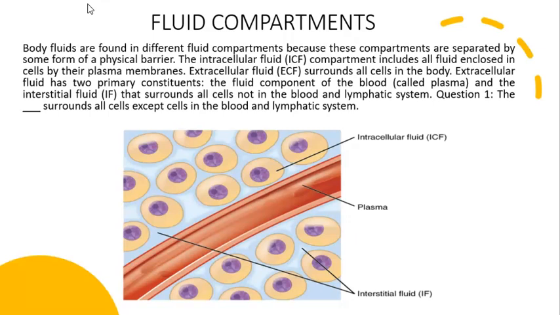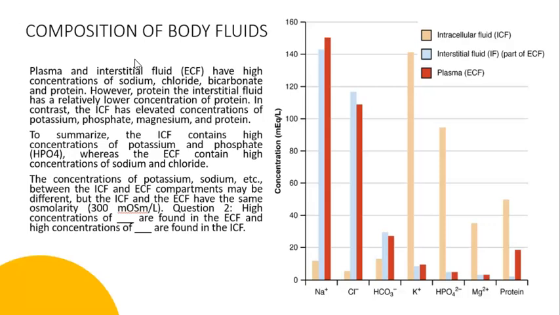And as we mentioned before, proteins, glucose, electrolytes, water will move from one compartment into another compartment. So therefore, we said that the amount of solids as well as water that we're going to have in these compartments is going to be different. So then what is the composition of these compartments, of these fluids that we have there? Plasma and interstitial fluid, which are going to form the extracellular fluid, have high concentrations of sodium, chloride, bicarbonate. In contrast, the intracellular fluid has elevated concentrations of potassium, phosphate, magnesium, and proteins.